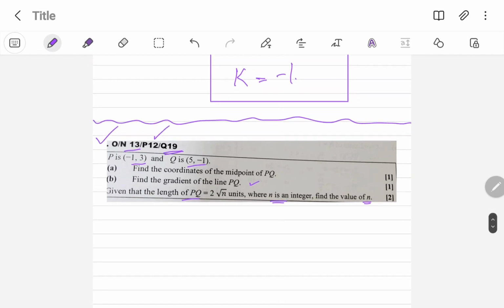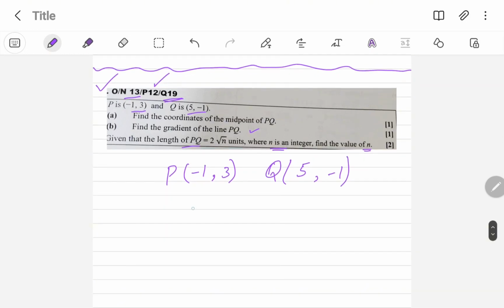Now we are going to solve the first part of this question. We rewrite the given points, that is P minus 1 and 3, and Q has the coordinates 5 comma minus 1. We have to find out the midpoint of PQ.